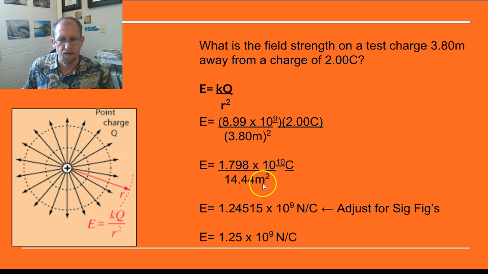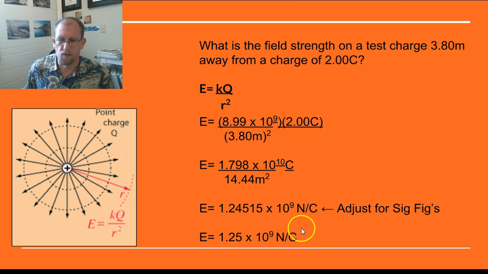When I divide, I get 1.24515, and it kept going, times 10 to the ninth newtons per coulomb. But this is too many significant digits. I only have 3. I need 3 significant digits. 1.25 times 10 to the ninth newtons per coulomb.